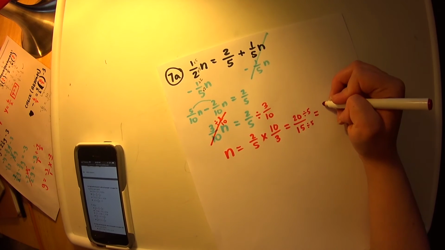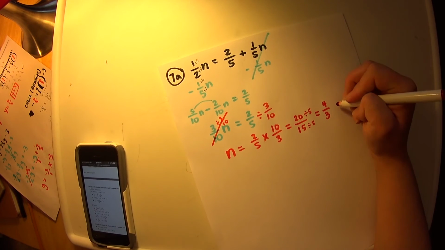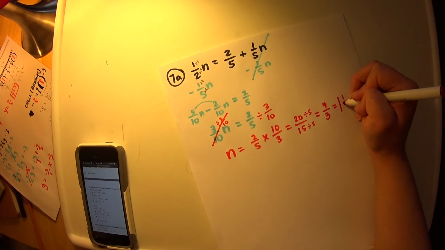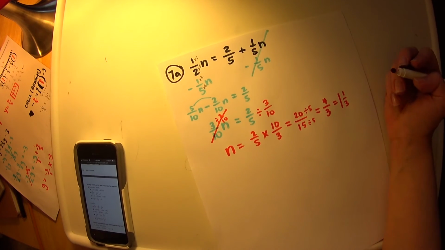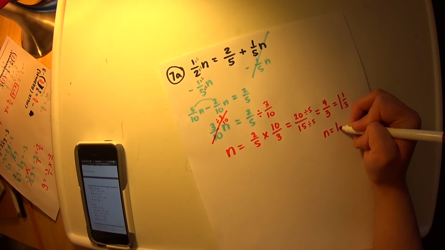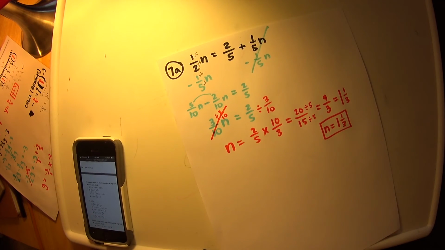So that leaves me with 4 over 3. 3 fits into 4 once with one piece left over. So there's what I end up with. So final answer, n is equal to 1 1/3. Box it up. Nice and neat final answer.